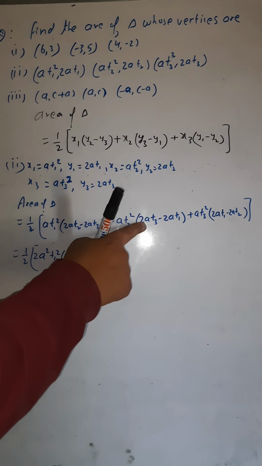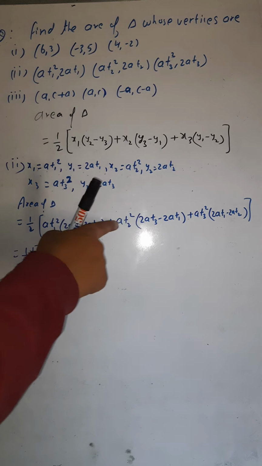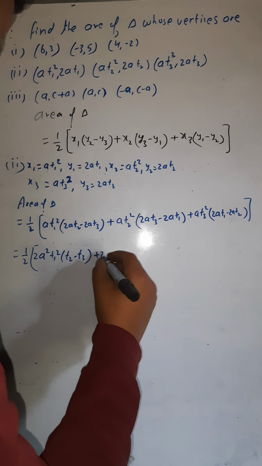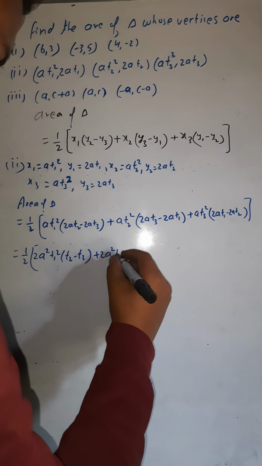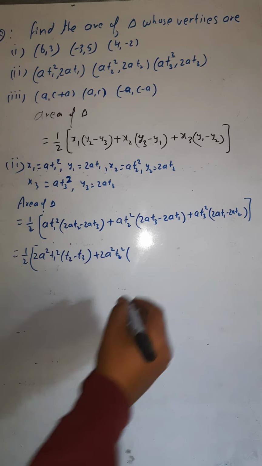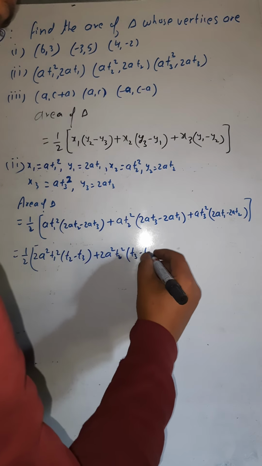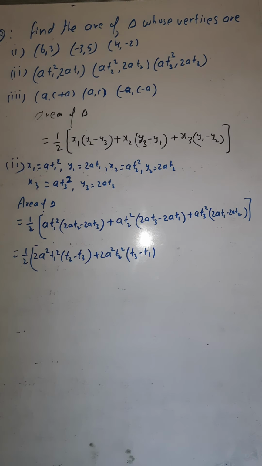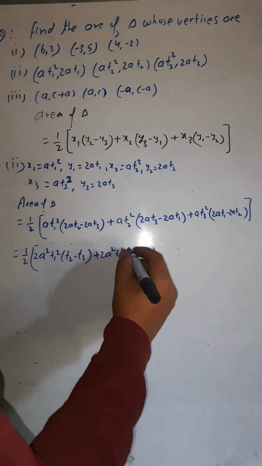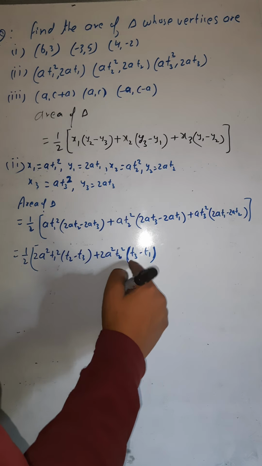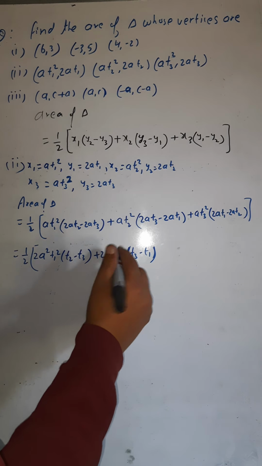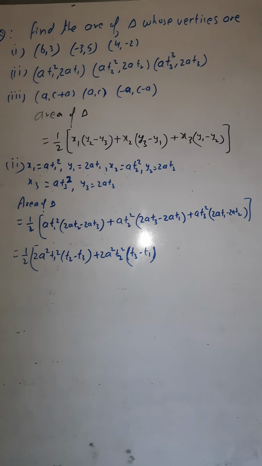Similarly, here also 2a, again you can take it out from here. So 2a into a, 2a square. Then t2 square. So inside the bracket, what would be left there? t3 minus t1. Are you getting this? It is t3 minus t1. Visible?